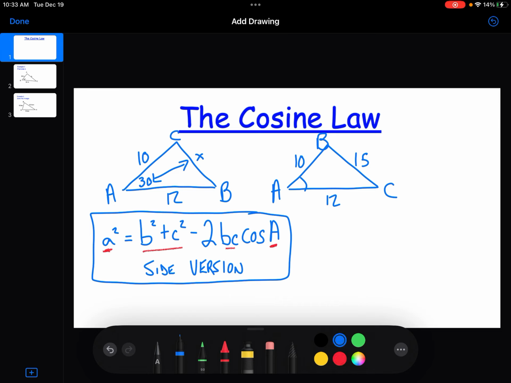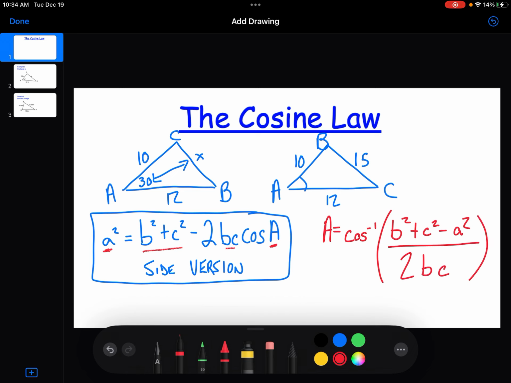Now, if we were to rearrange and try to solve for A, just the angle, we would get something like this. A equals the cos inverse of B squared plus C squared minus A squared, all divided by 2BC. Okay, and this is the angle version. This is when we're solving for an angle.